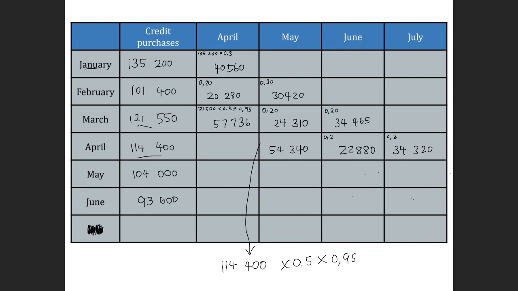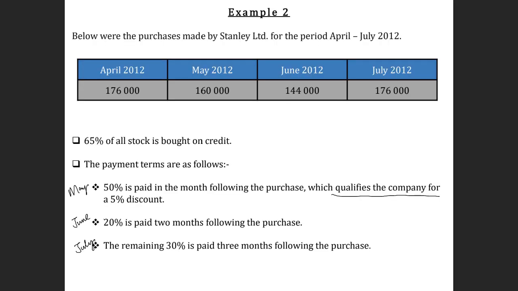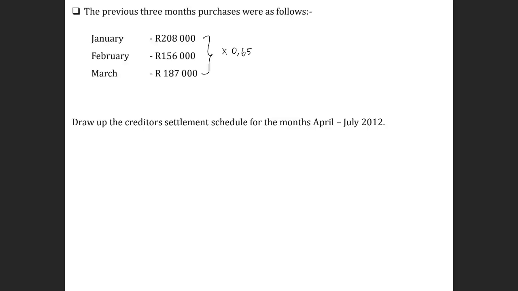The figure for March, the credit purchase was 121,550. Okay, so that was the month of April, and then the same for the month of May now. Let's go back to the schedule here. So if the purchase had taken place in the month of May, then you're going to have 50% paid in June, 20% paid in July, and then the remaining in August, but August is not in our schedule, so you don't have to worry about that. So it's only the 50% and the 20%.